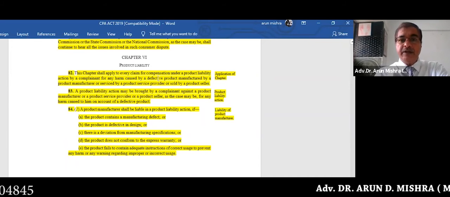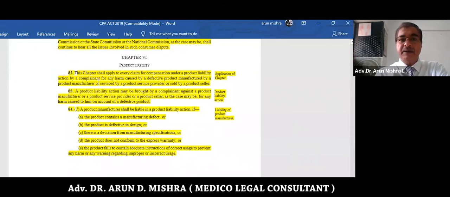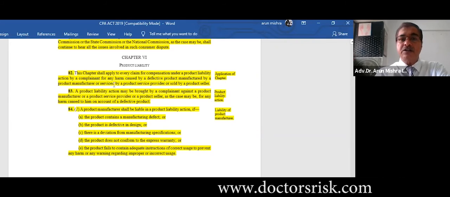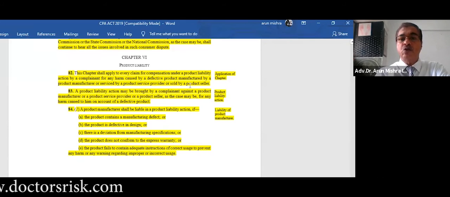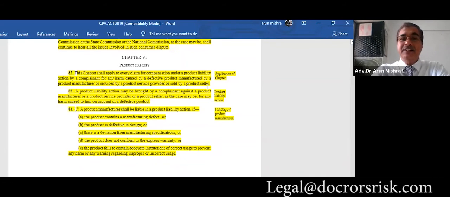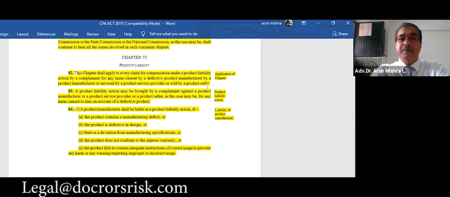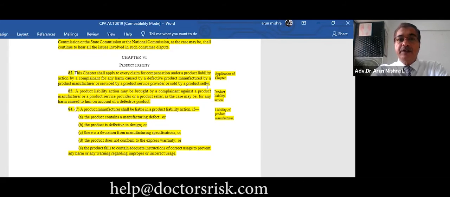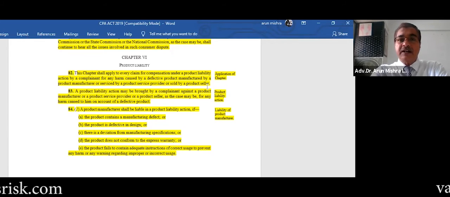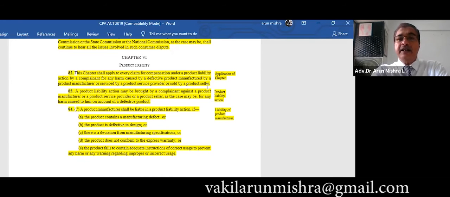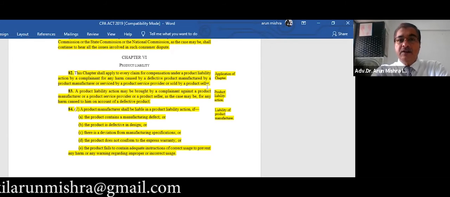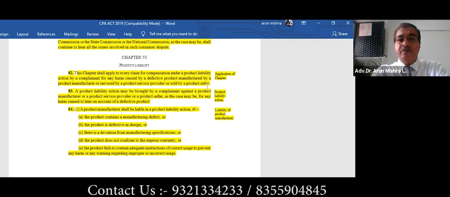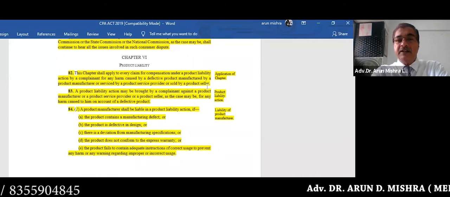The chapter should apply to every claim of compensation under a product liability action by the complainant for any harm caused by a defective product manufactured by a product manufacturer, serviced by a product service provider, or sold by a product seller. So even the product seller has been made liable in product liability. If the car you have purchased turned out to be defective, then it is not only the manufacturer of the car, but the dealer or agent of the car who is going to be held responsible in this chapter. So the product liability chapter has widened the scope of bringing such people under the law.